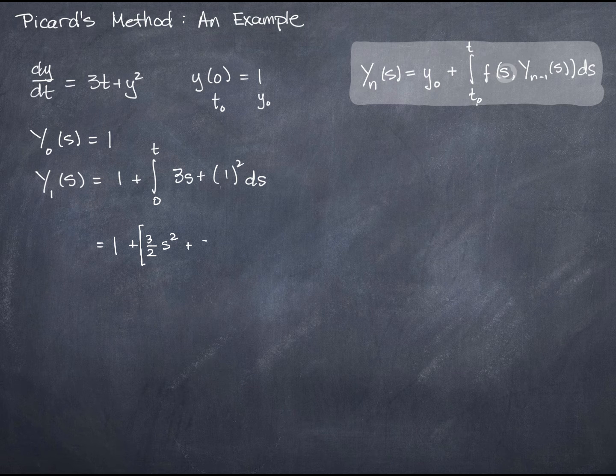Integrating 1 with respect to s, I get just s. And I'm going to evaluate that between 0 and t. That gives me 1 plus 3/2 t squared plus t. This is my y sub 1. That is a potential solution to this differential equation on these initial conditions.